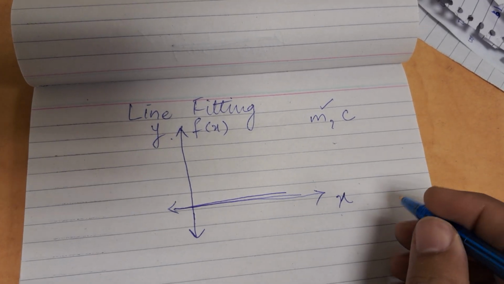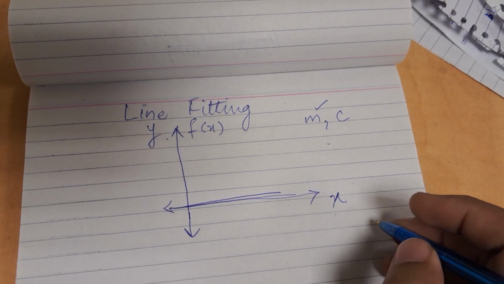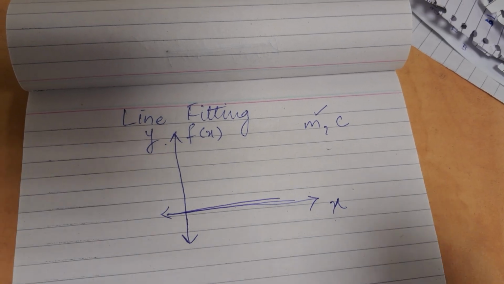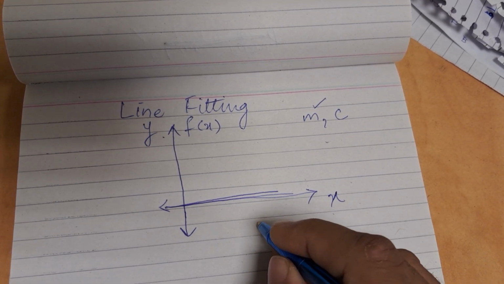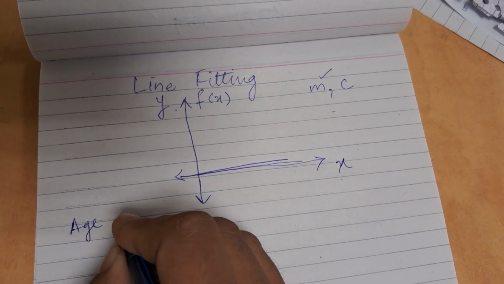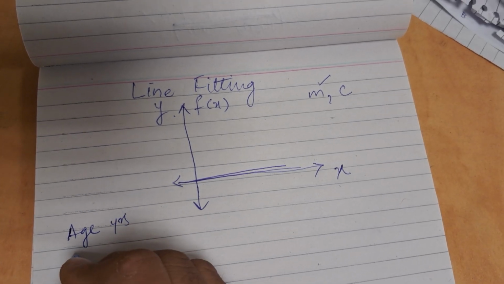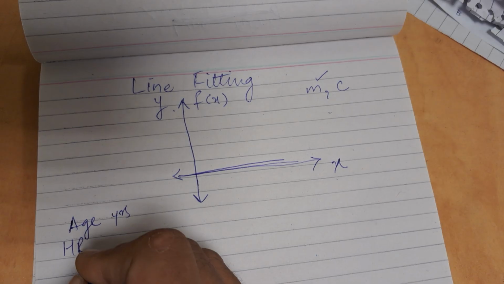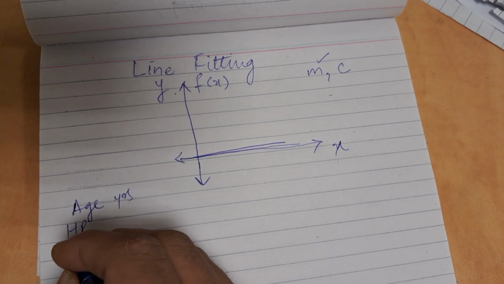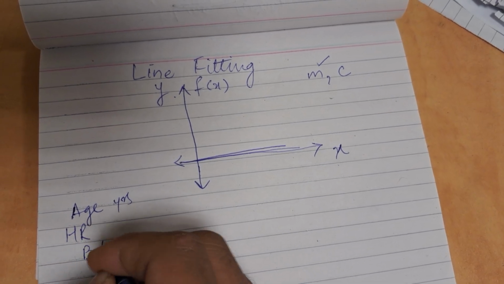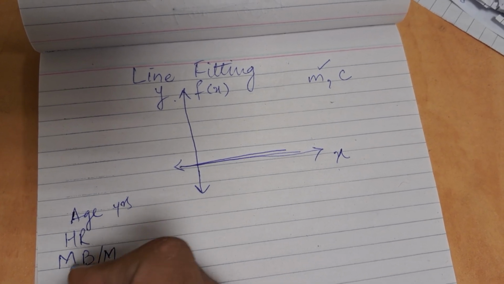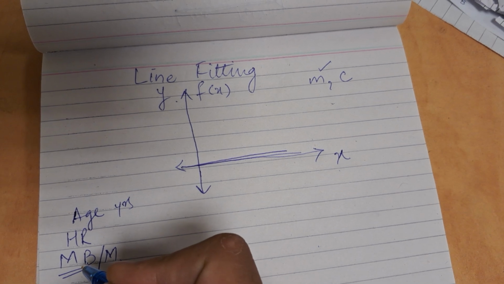For example, suppose we have data about the heart rate, the maximum heartbeat per minute for a healthy being at a certain age, then we can plot it as well. We have age in years and the corresponding heart rate for the individual, in beats per minute, and this beat per minute is the maximum which is tolerable for that individual at that particular age.